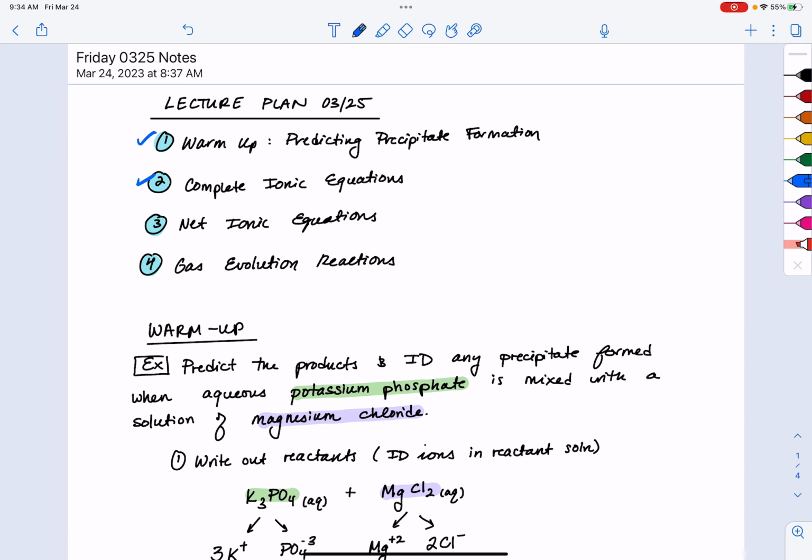Coming up next, we have another way of writing a chemical equation for what happens in an aqueous reaction. That is known as the net ionic equation, which is very similar to the complete ionic equation with just a minor difference. So I will see you in our next video where we discuss net ionic equations.